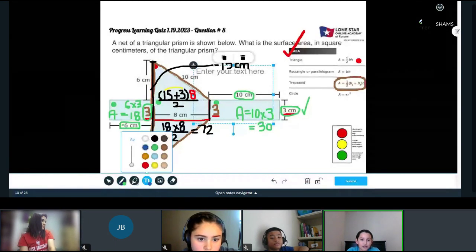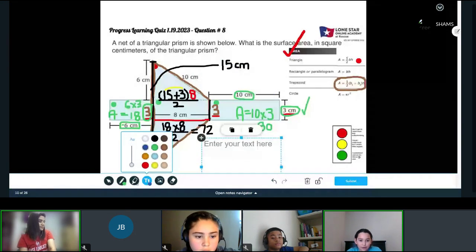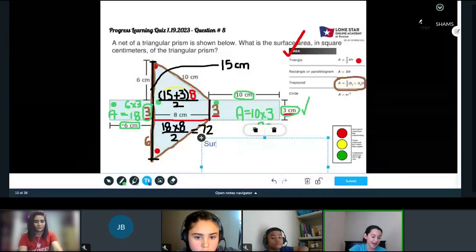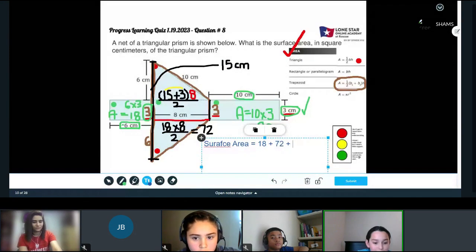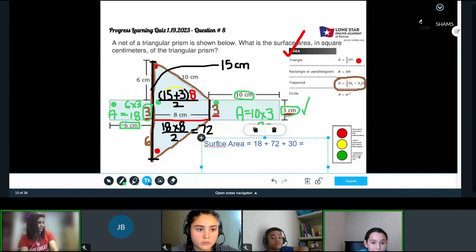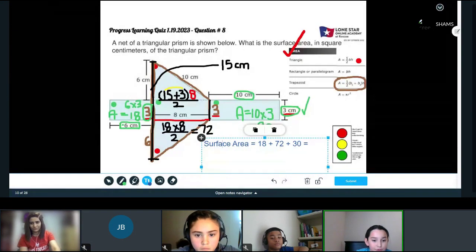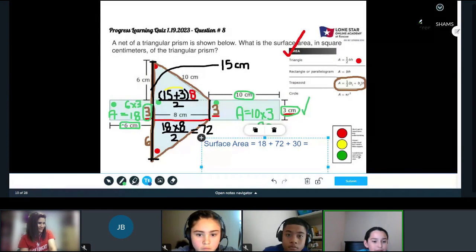And the question is asking, what is the surface area? I'm guessing whole area. So that probably means we're going to have to add our rectangle and trapezoid. Very good. And so you will be adding 18 plus 30 with 144. Yeah, no, 72, sorry. I'm thinking of that other number.